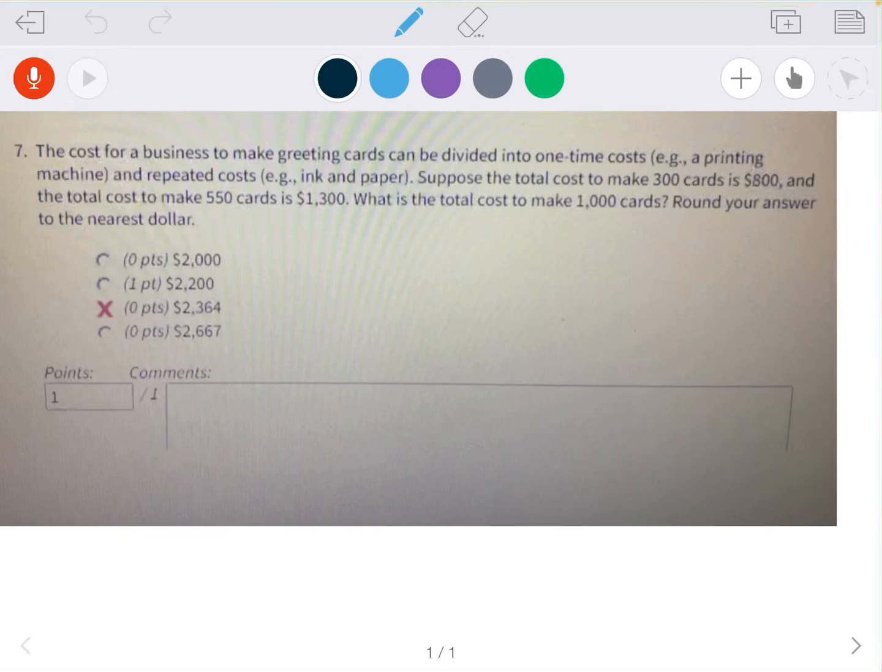So we're looking at this problem number 7 on the Unit 3 test. The cost for doing business to make greeting cards can be divided into one-time cost and repeated cost. Suppose the total cost to make 300 cards is $800 and the total cost to make 500 cards is $1,300.